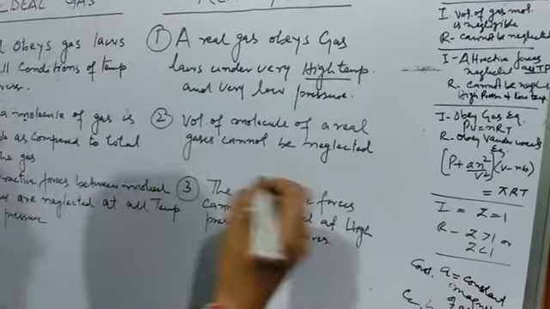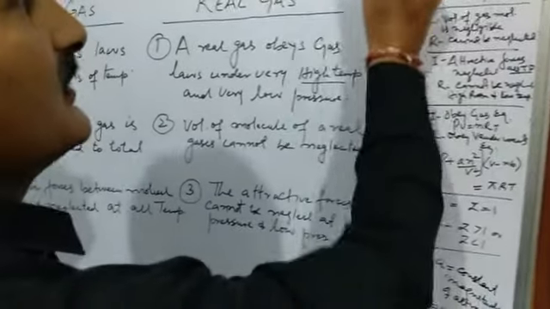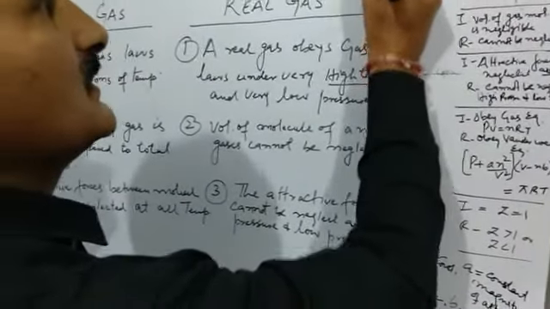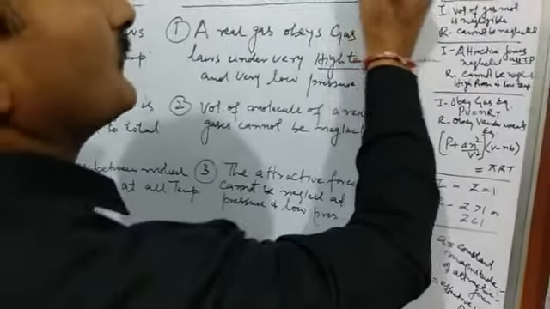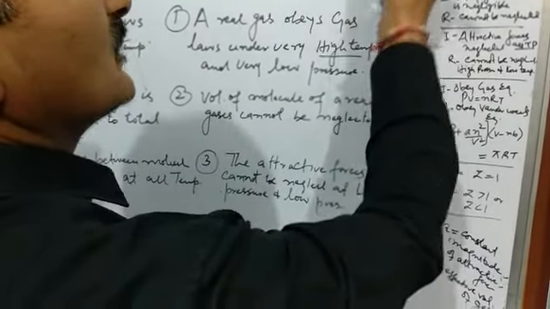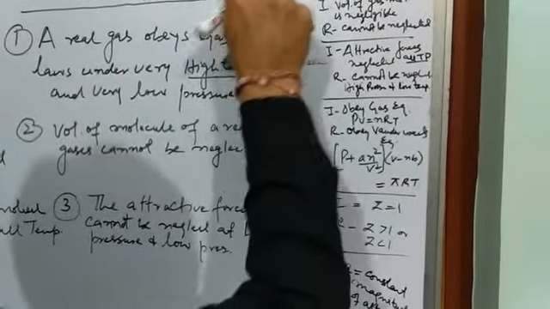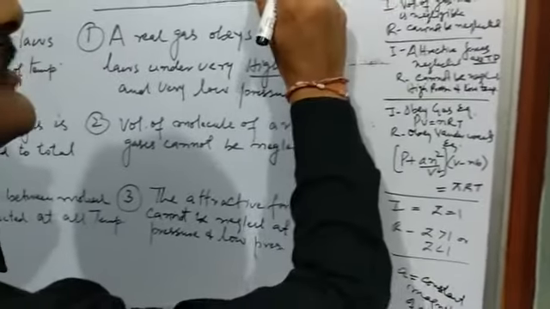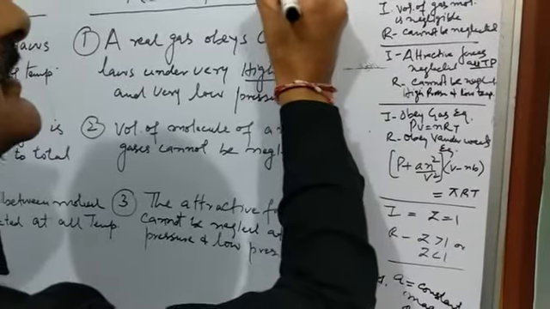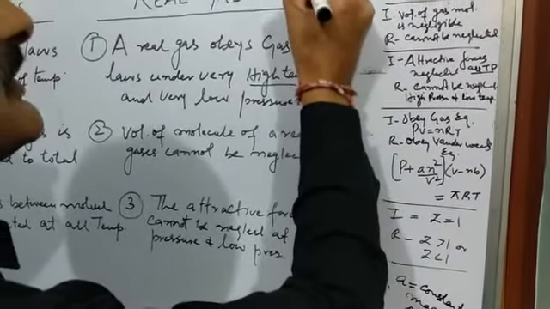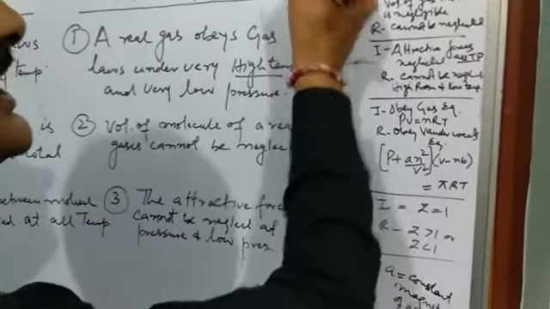Why? Because suppose I have a container here, we have a gas in it. This is the piston. Now suppose we bring down the piston. By bringing down the piston, what will happen to the pressure? The pressure will increase. So this piston is a movable piston. Suppose this reaches here. What will happen to the pressure? Pressure on the gas will increase.